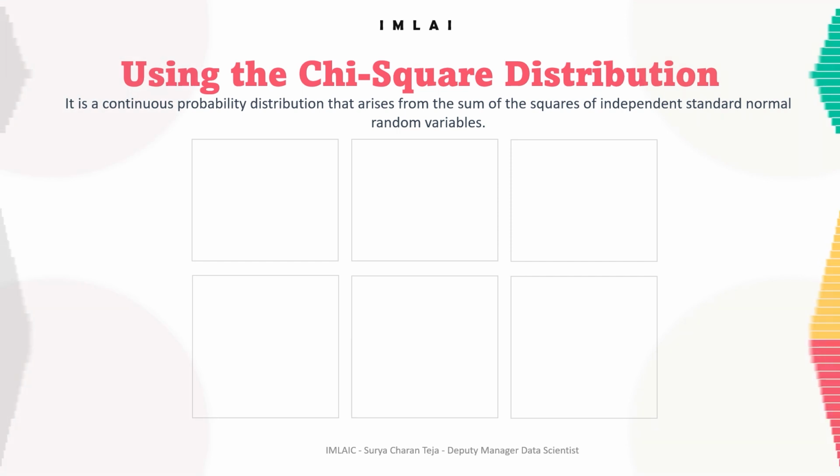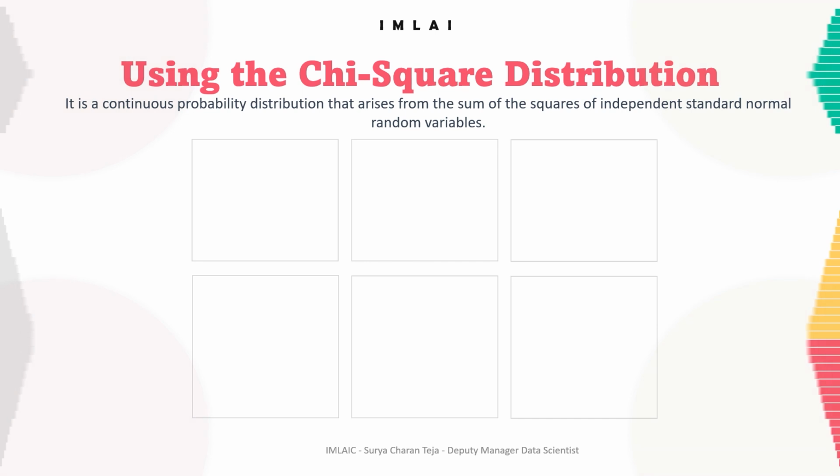Of course we have done all those things, but when I reiterate them, you might still get some confusion. So it's a continuous probability distribution that arises from the sum of squares of independent standard normal random variables, whatever we did before, summing of squares of independent standard categories. That's what it's telling.